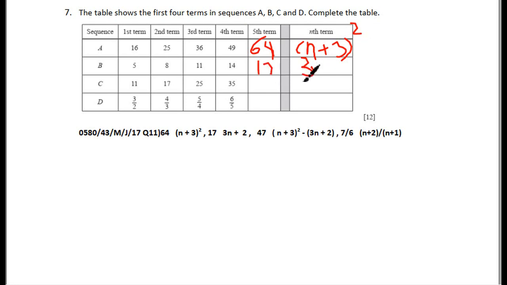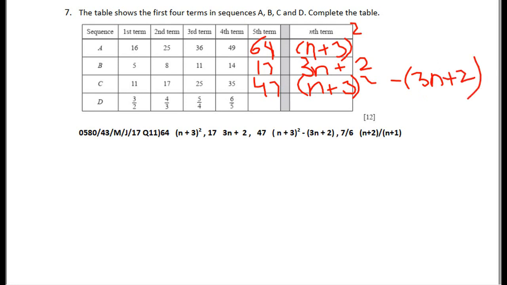So the nth term will be 3n, and to make this 5, the first term needs to be 5, so I need to add 2 to it. Okay, next I have 11. Now I am getting 11 by subtracting these two. Then I have 17, which I am getting by subtracting these two, and then I am getting 25 by subtracting these two. So to get this value I need to subtract 64 and 17, which is 47, and then for the nth term simply subtract the previous two nth terms, minus 3n plus 2.